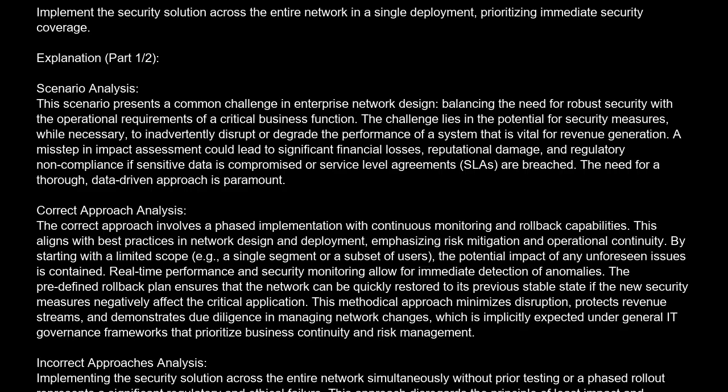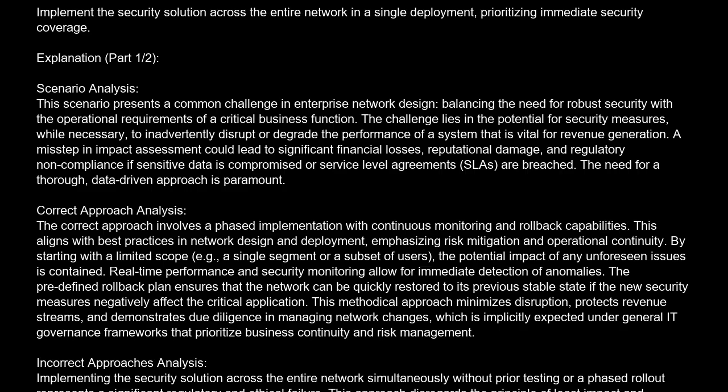Correct approach analysis. The correct approach involves a phased implementation with continuous monitoring and rollback capabilities. This aligns with best practices in network design and deployment, emphasizing risk mitigation and operational continuity. By starting with a limited scope, e.g., a single segment or a subset of users, the potential impact of any unforeseen issues is contained. Real-time performance and security monitoring allow for immediate detection of anomalies.